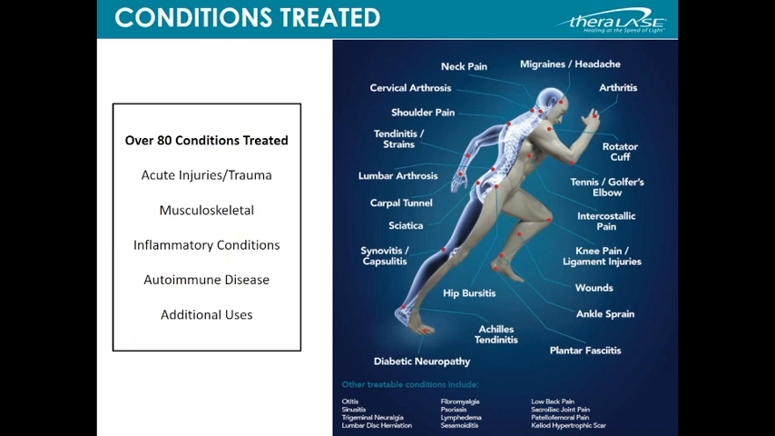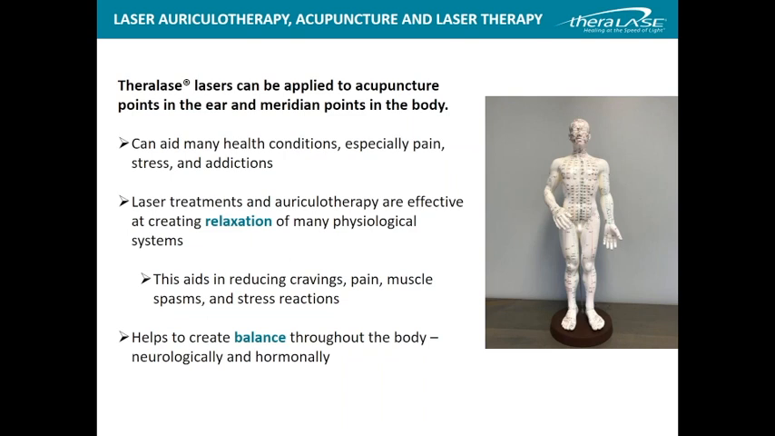including autoimmune disease. Like I mentioned earlier, rheumatoid arthritis and ankylosing spondylitis can definitely be helped with laser therapy. Additionally, we do offer an acupuncture probe, and the Theralase lasers can be applied to acupuncture points within the ear as well as certain meridian points along the body. We use the acupuncture probe mainly to stimulate trigger points, as well as smoking. We have smoking cessation and weight loss programs.